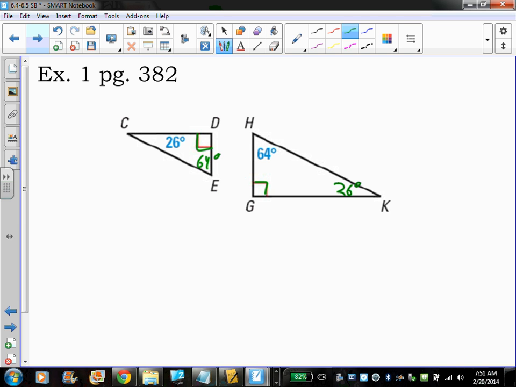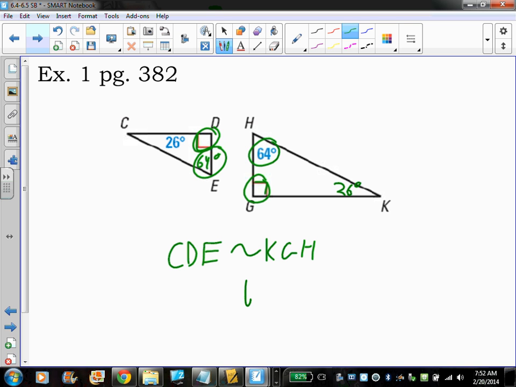But now we see that here's an angle that's congruent between the two, and here's another angle that's congruent between the two. That means that these two triangles are similar. If we wanted to make a similarity statement, we could say something as simple as CDE is congruent, or not congruent, sorry, is similar to KGH.